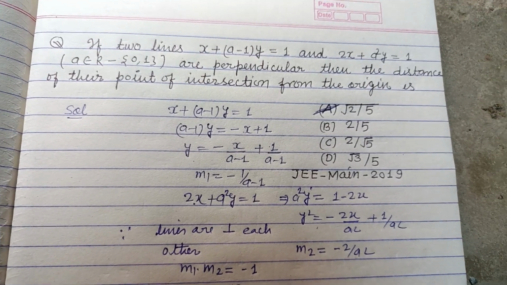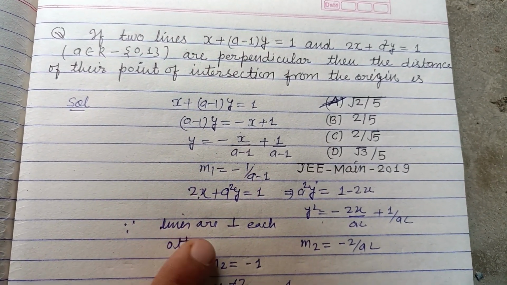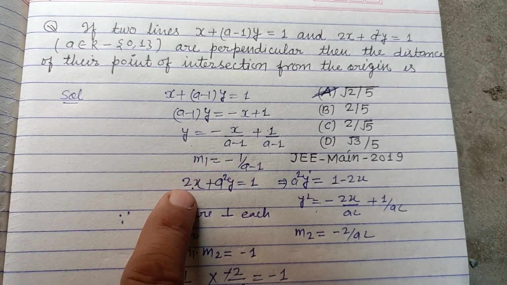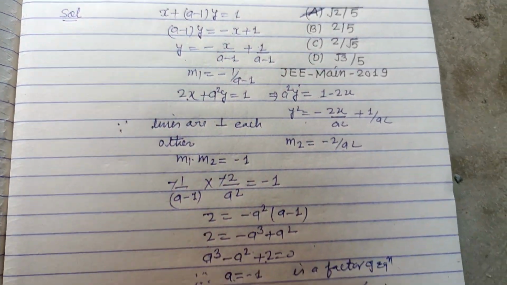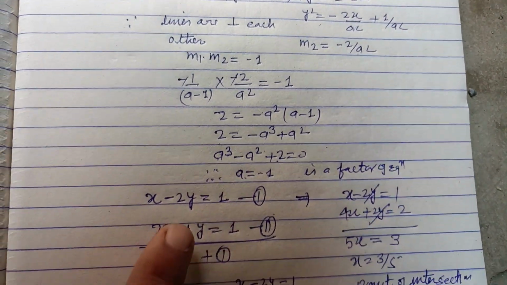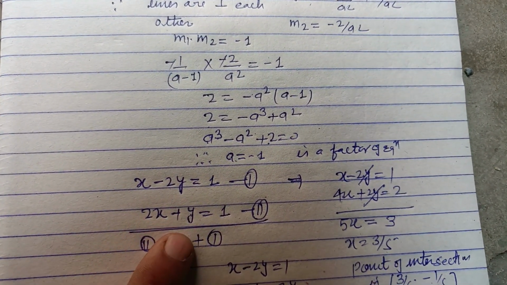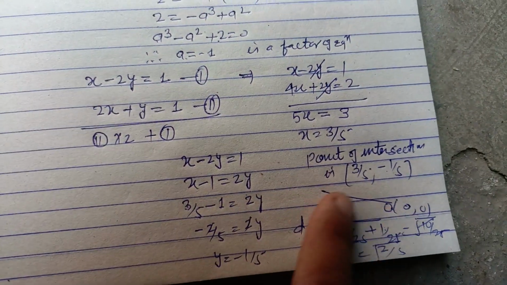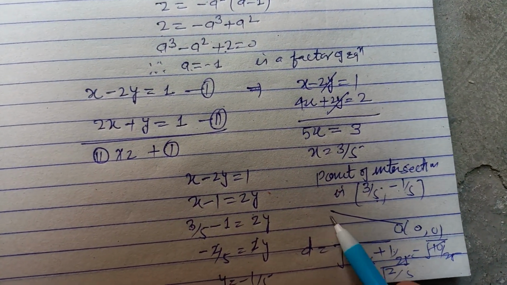So student, taking m1 m2 = -1, we got the gradients of the two lines from the given equations, and getting the value of a, we get the equations, and after solving these equations we get the point of intersection, and finally we find the distance between the given point and the origin.